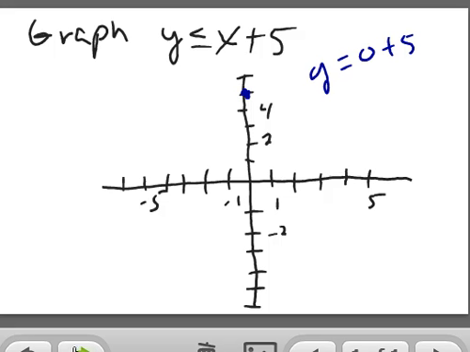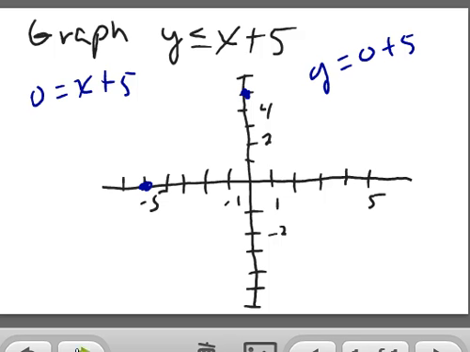Then we can go and graph our x-intercept by letting y equal 0 and then solving for x. So here we subtract 5 on both sides, and that will give us x is equal to -5. We can plot that on our graph.